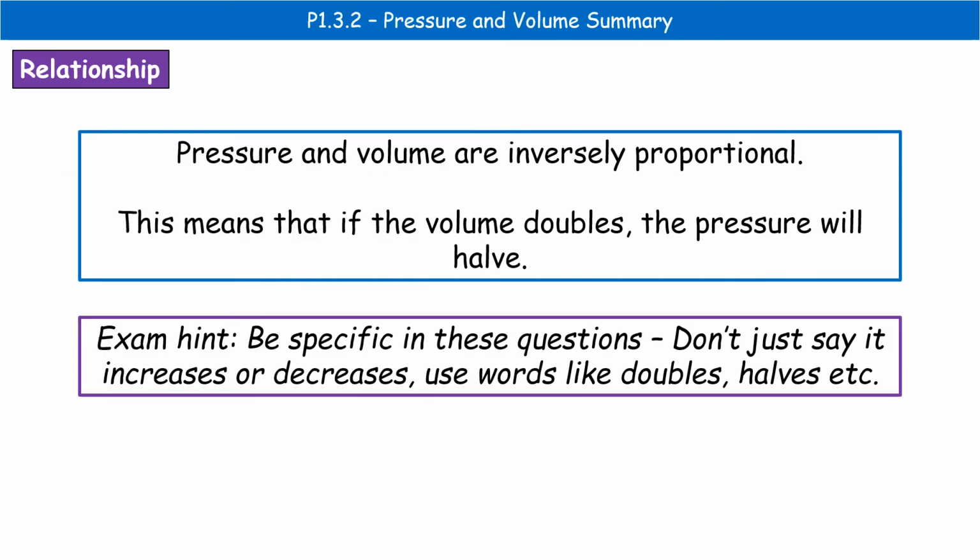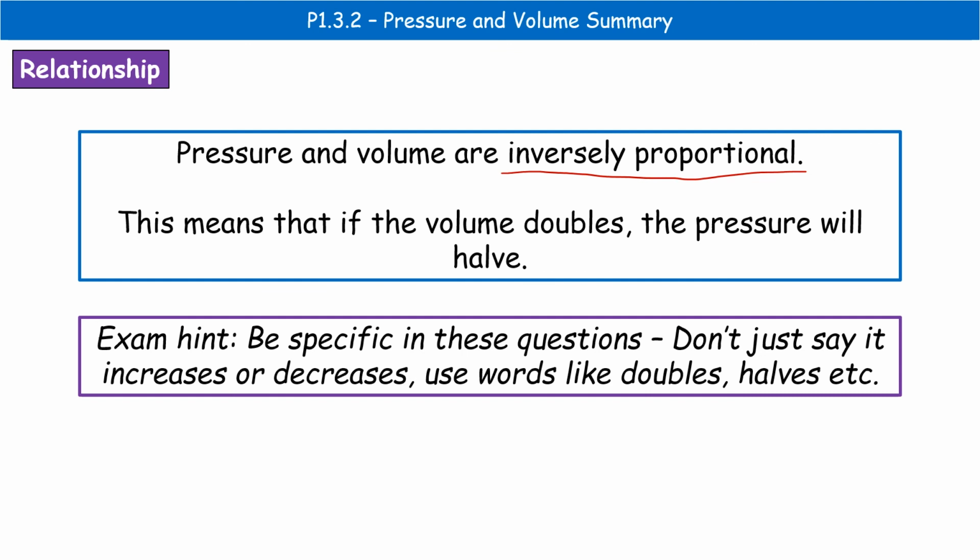Another factor we could change is the volume. So when we consider gas pressure and volume, they are what we refer to as inversely proportional. Now, what that means is that as one increases, the other decreases. But be careful on these questions, because quite frequently they will say something like, what will happen to the pressure if we double the volume?